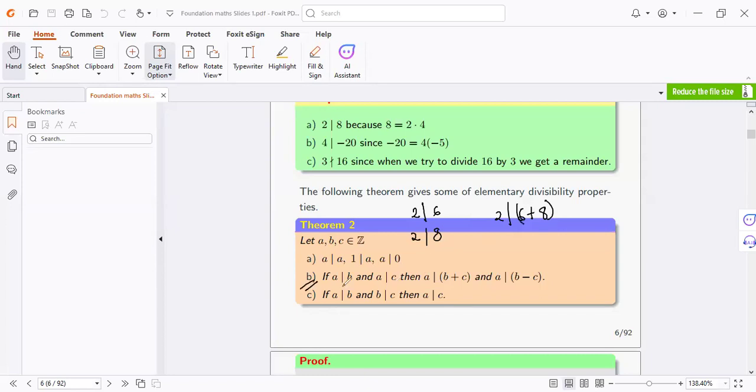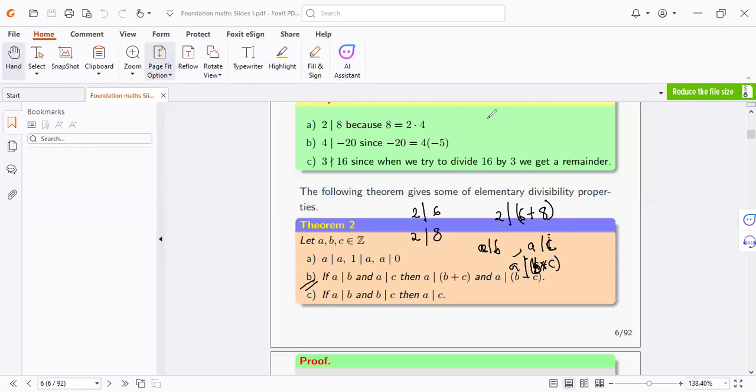In fact, this theorem we can also extend. If A were to divide a number, and then A divides another number, let me call that number C, then A would divide anything we do to these 2 numbers. If I were to subtract them, A would still divide that difference. In fact, if I was to multiply them, A would still divide that. So we can generalize this.